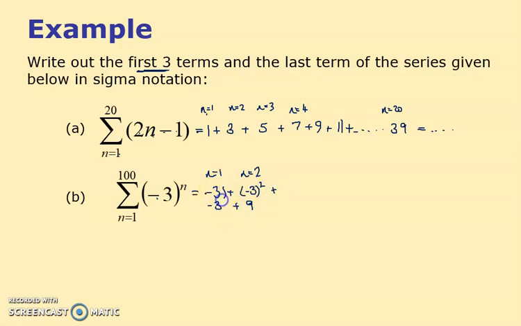Then, since I've done it like that, I'll do this. This is minus 3 to the 3, and if you do that, you get minus 27. There's my first three terms then.